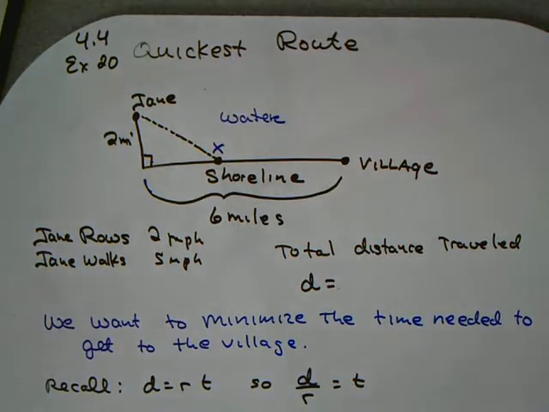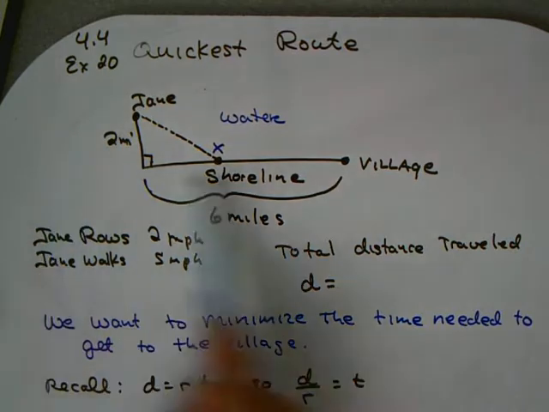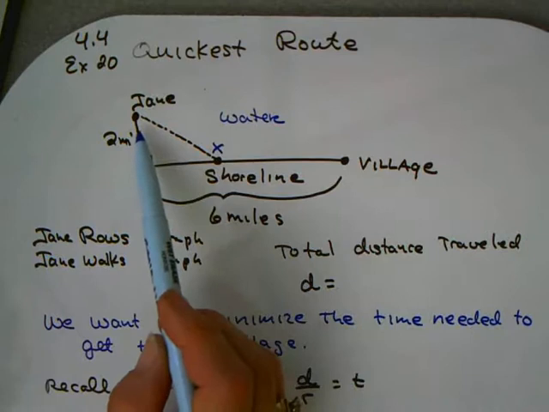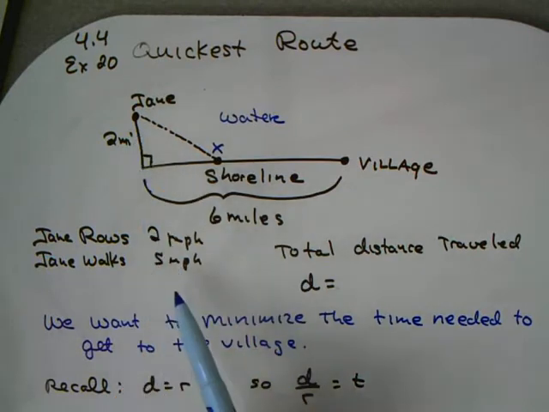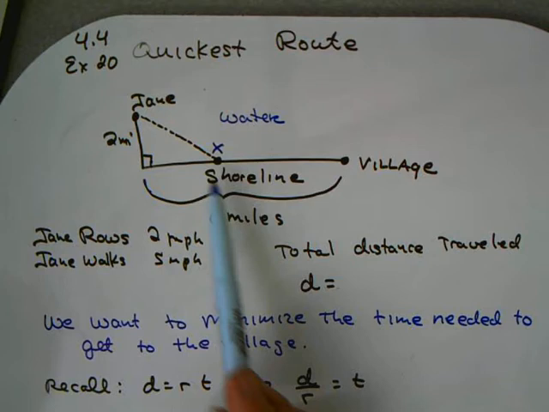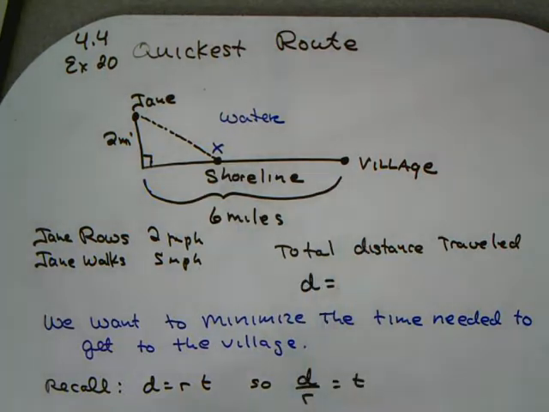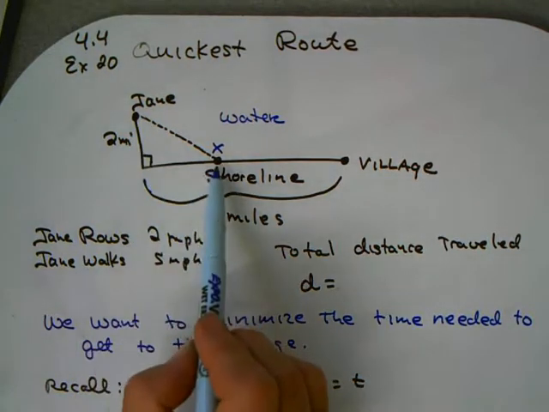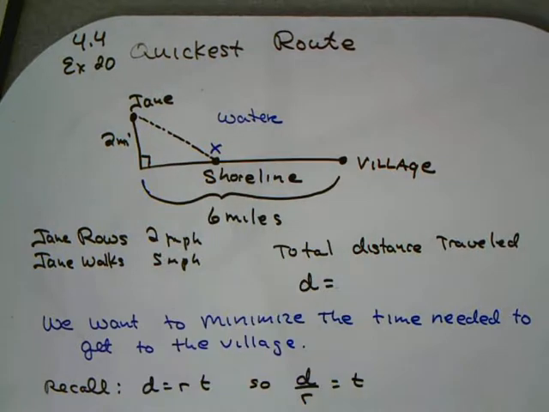We are going to talk about Lesson 4.4, exercise number 20, where we're asked to find the quickest route for Jane, who at this point is 2 miles offshore. Here's our shoreline, and she wants to reach this village. If she stays in her boat, she can row at 2 miles per hour, but she's faster when she goes on the shore and walks. She can walk at 5 miles per hour. So the question is, how can she minimize the time it's going to take her to reach the village? What spot should she aim for on the shoreline to reach that village?